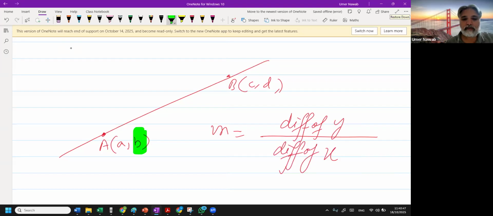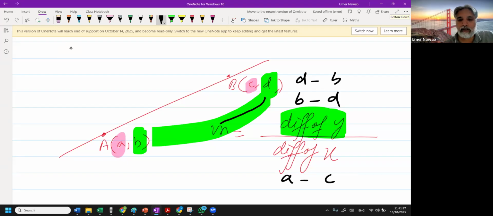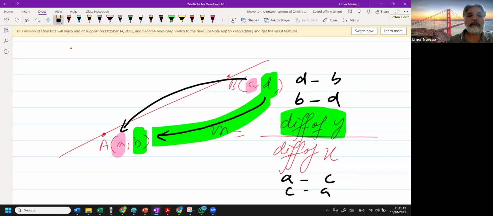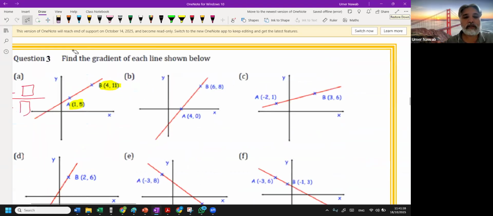Now, what are the y coordinates? B and D are the y coordinates, and the corresponding x coordinates are A and C. On the top, you have to write the difference of y coordinates. If you write B minus D, then you should write A minus C in the denominator. But if you write D minus B, then you have to write in the denominator C minus A. In this way, we will find the gradient of any line passing through 2 points. So let's do this question, guys, together.